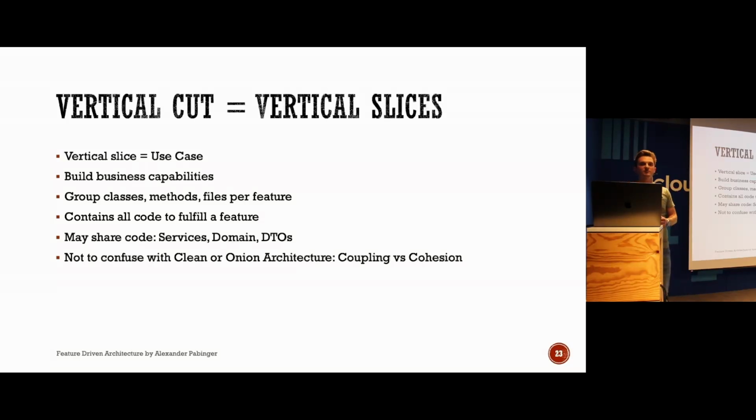You group classes, methods, and files per feature, and they all contain the necessary code to fulfill a feature. That's not always possible, but most of the time. One misconception about vertical slices is that they do not share code, but that's not true and not possible.